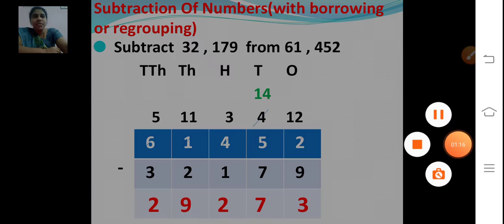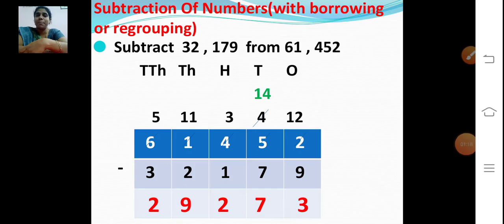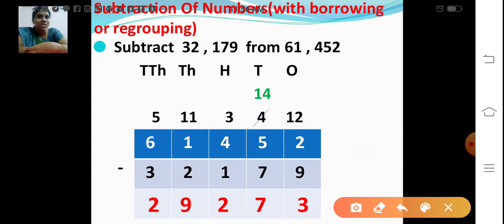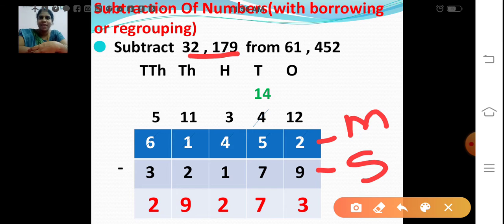The number from which we are going to subtract is the minuend, right? So 61,452 is the minuend, and the number which we are going to subtract is the subtrahend. 32,179 is the subtrahend, right? Now we are going to subtract these two numbers.